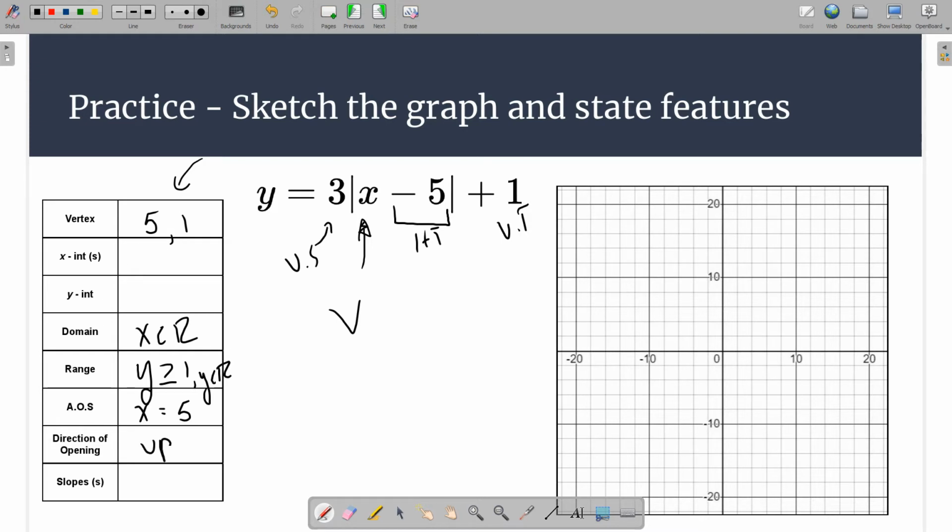Direction of opening is just upwards or positive. And my slopes are plus or minus 3. So let's actually graph this out here. I'm going to go 5 and 1, so 5 and 1 puts me right here. And I'm going to go up 3. Oh, so I have to be careful here. I'm going to go up 3 over 1 and up 3 over 1.